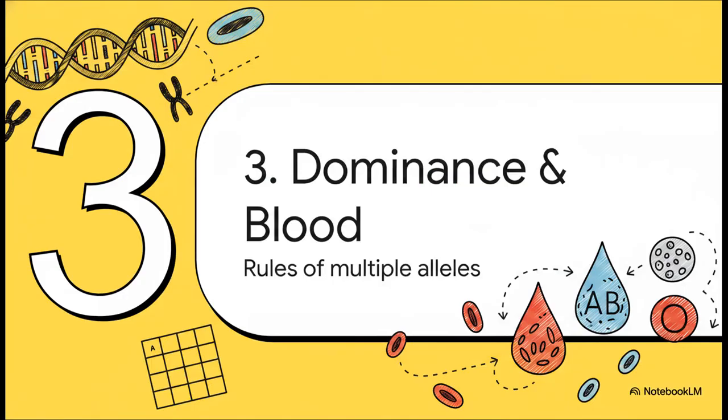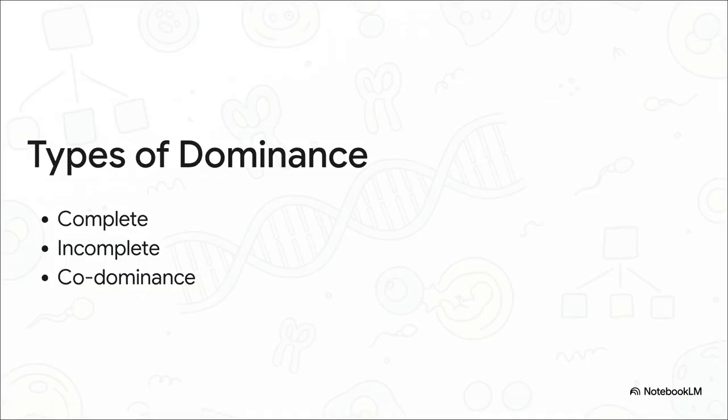All right, on to Section 3, Dominance and Blood Groups, the rules of multiple alleles. So Mendel's basic law of dominance is a fantastic starting point, but let's be real, biology isn't always perfectly black and white. We actually see three distinct types of dominance. Complete dominance is what we just talked about. One allele fully dominates and the recessive one is entirely masked. But then we have incomplete dominance.